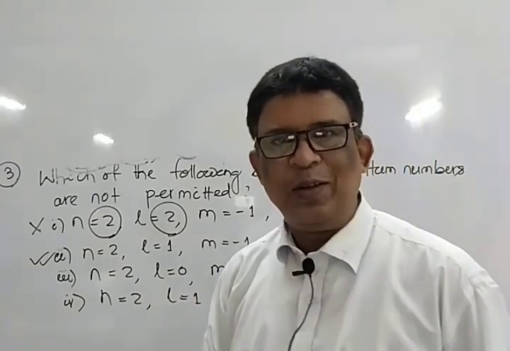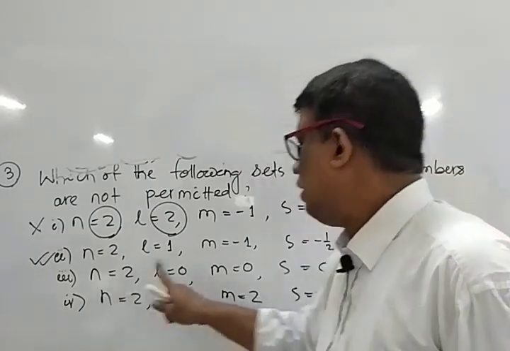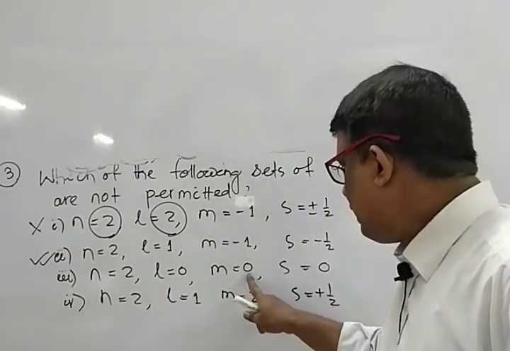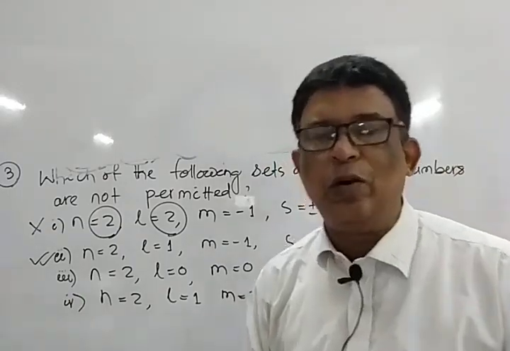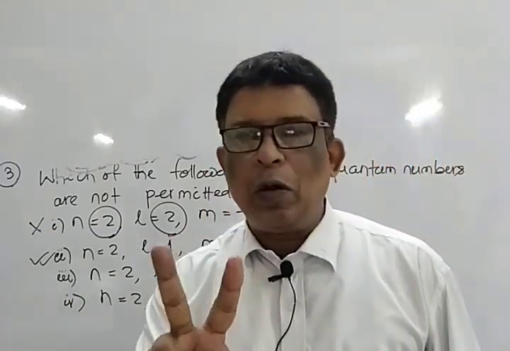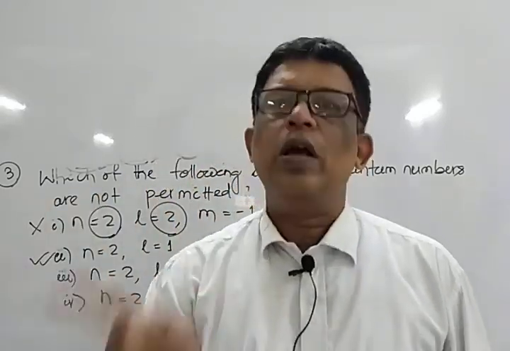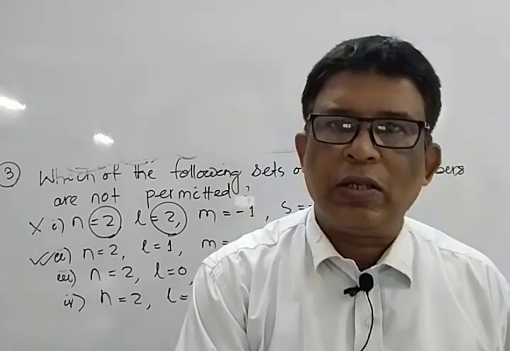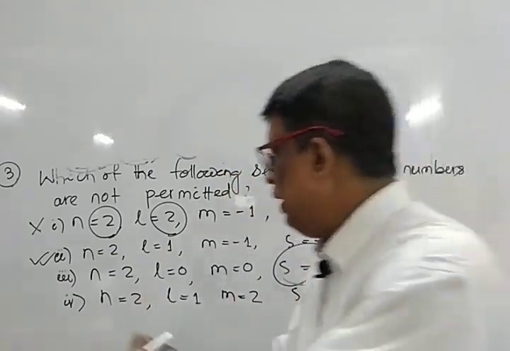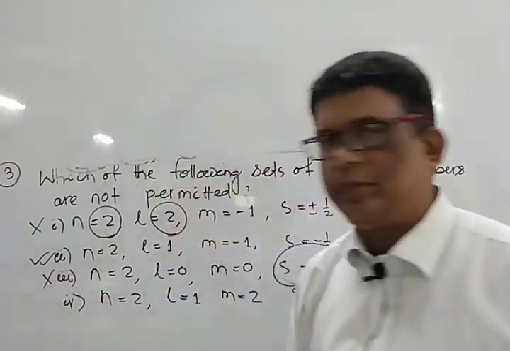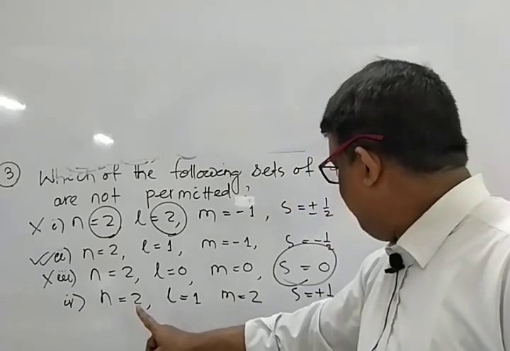Okay, good. Move to the next one. Mark that. Principal 2, azimuthal is 0, magnetic 0, and last one, spin, is also 0. It is not allowable because we know that spin quantum number possesses two possible values: clockwise rotation, plus half, or anti-clockwise rotation, that is minus half. 0 is not there. Since spin quantum number is 0, it is not allowable.